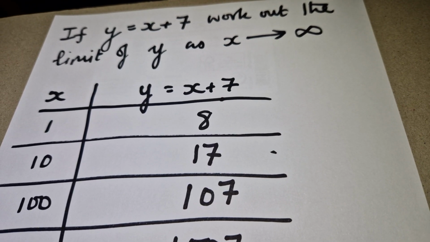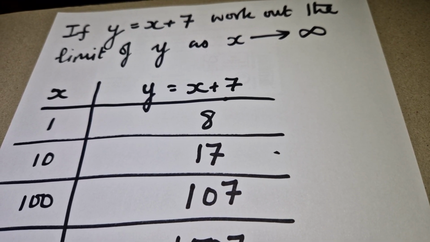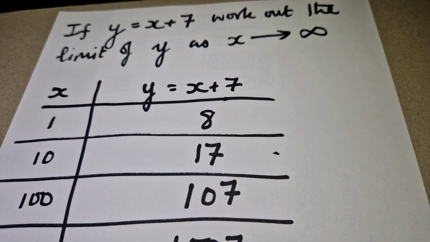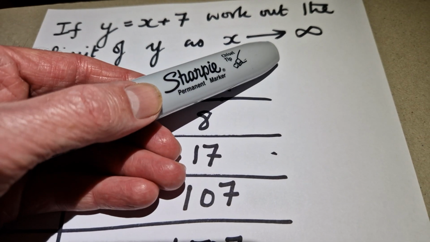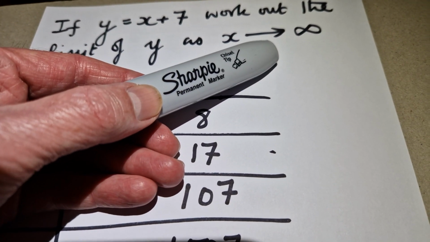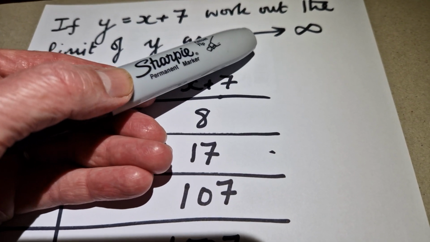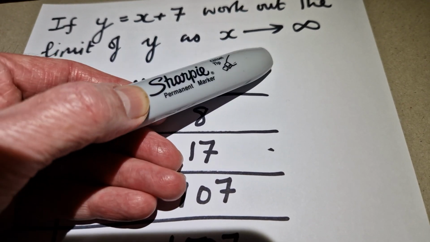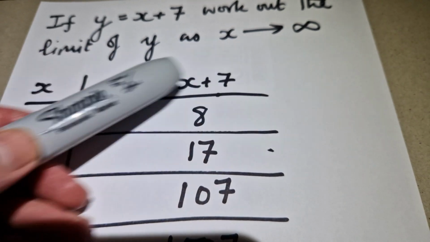So if y is equal to x plus 7, work out the limit of y as x tends to infinity. So remember, this horizontal arrow means tends to, or you can just think of it as the word approaches. So what happens as x approaches infinity?